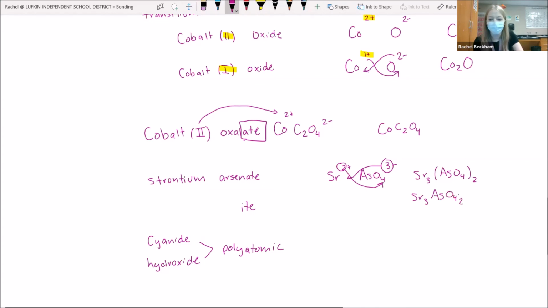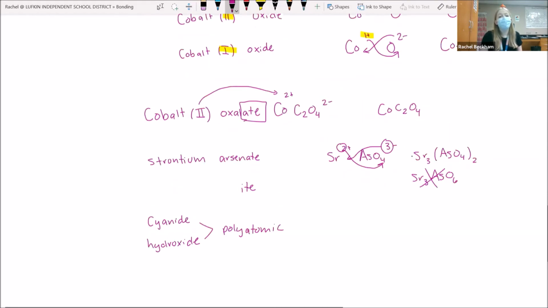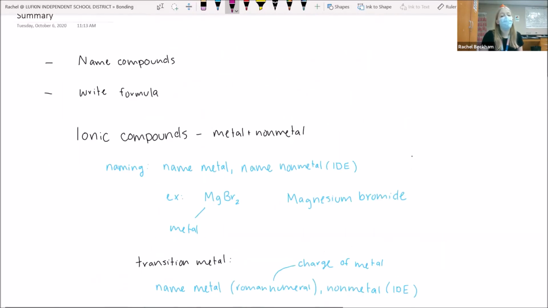Something like that, or if you added the 4 with the 6 and made this like, added the 4 with the 2 and made a 6, that would be wrong. So whenever you cross over, when a polyatomic is involved, you put parentheses around it. Okay. Does that make sense? Any questions on that one? Okay, cool. So we have learned how to name all of the ionic section.